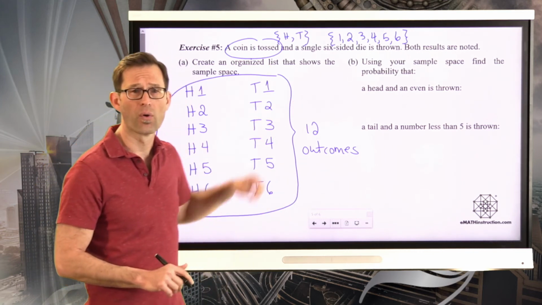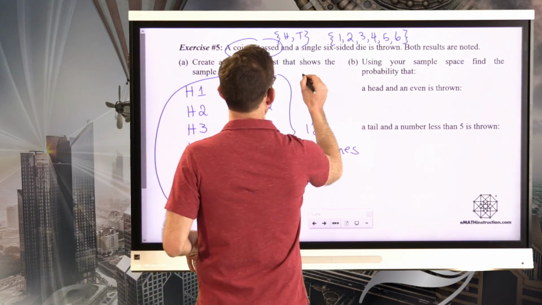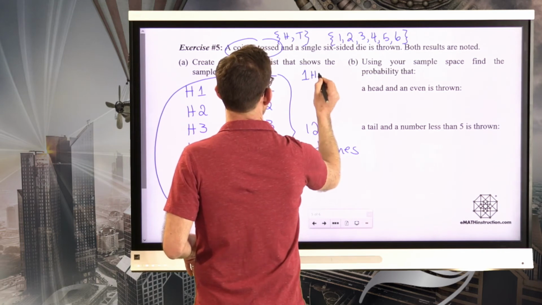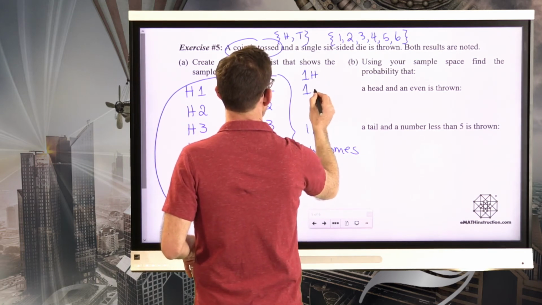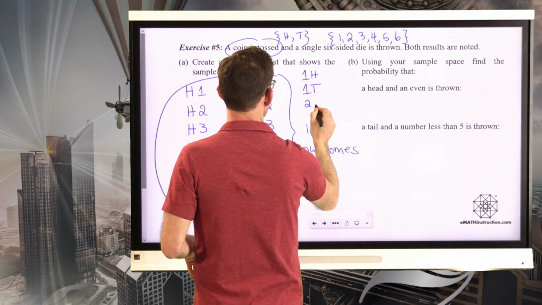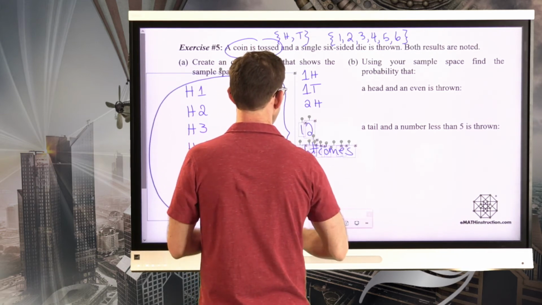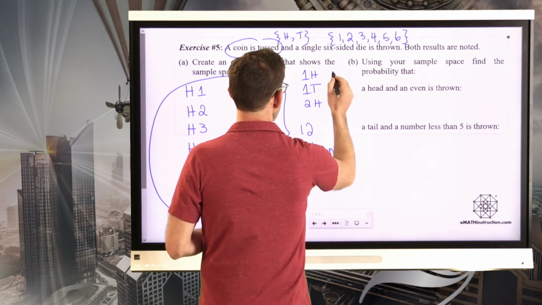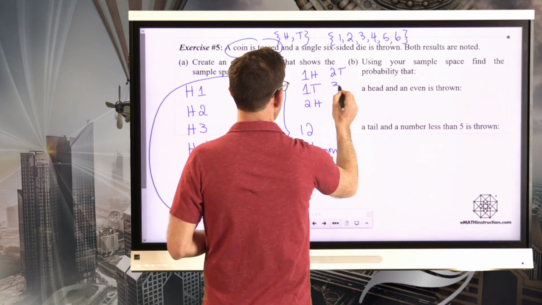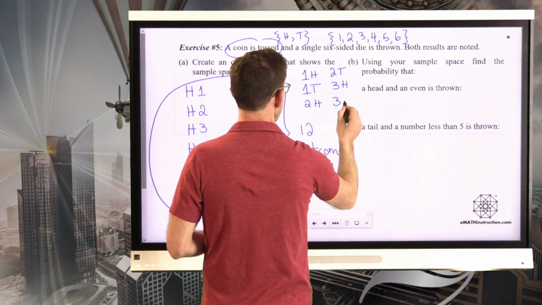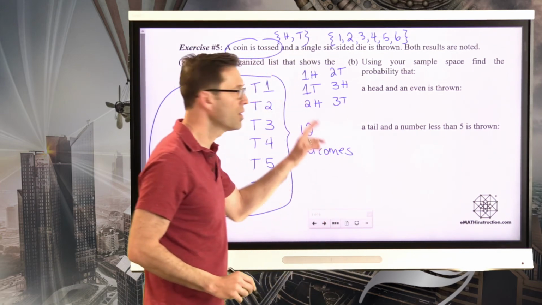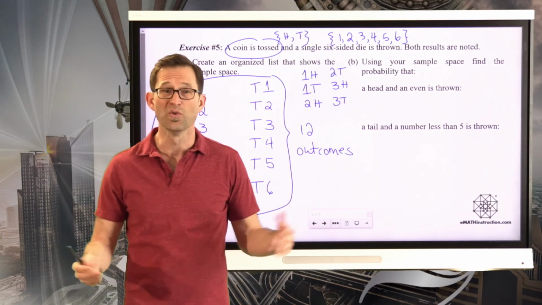I'm not going to write out the whole list, but you could have something like, well, I roll the die and I get a 1 and a head. And then I get a 1 and a tail. And then I get a 2 and a head. And then I get a 2 and a tail. And then I get a 3 and a head. And then I get a 3 and a tail. Right? You could also do it that way. And eventually, you'd have 12 of them.